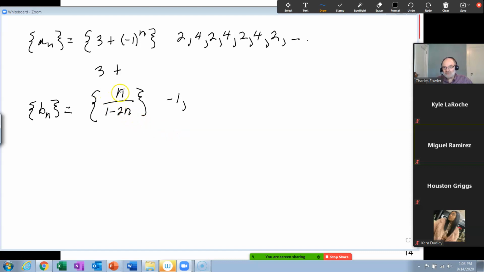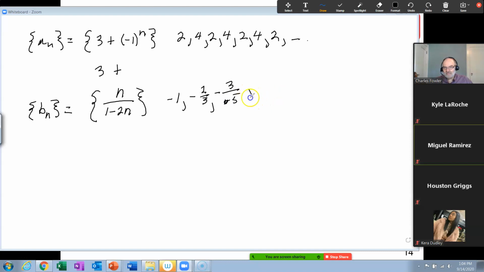When n is equal to 2, you have 2 over 1 minus 4. So that would be a minus 2/3. Well, that's looking a little promising so far. If you do n equal 3, that would be 3 over 1 minus 6, which is a minus 5, or minus 3/5. Okay, I'll put the minus there.